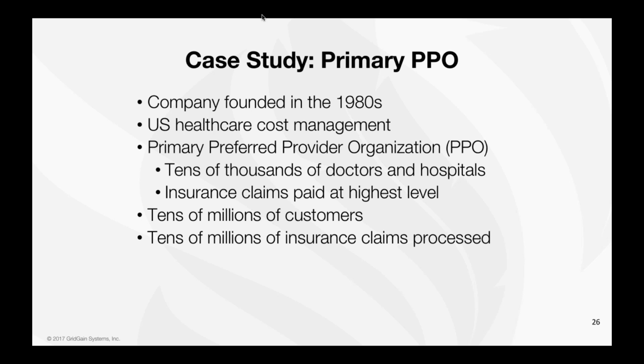Being part of the preferred network, insurance claims are paid at the highest level. It's possible to go out of this particular network as well. If you're based in the United States, you'll be familiar with how these schemes tend to work. This company also has many millions of customers across the US, and many millions of insurance claims are processed on an annual basis. So it's a large amount of data to deal with.